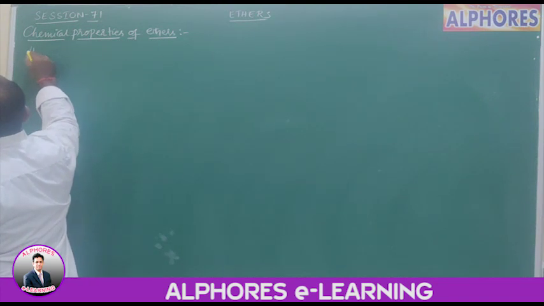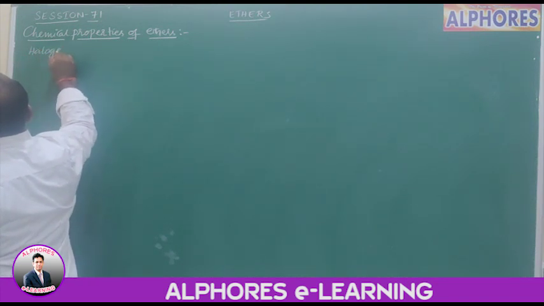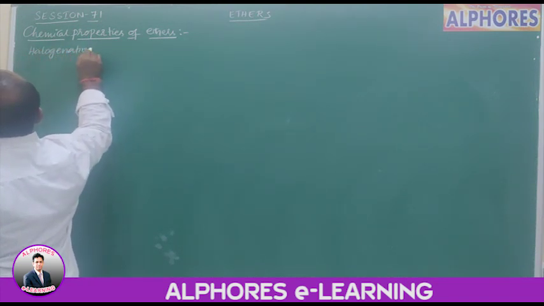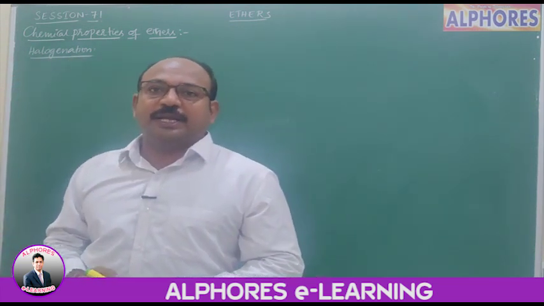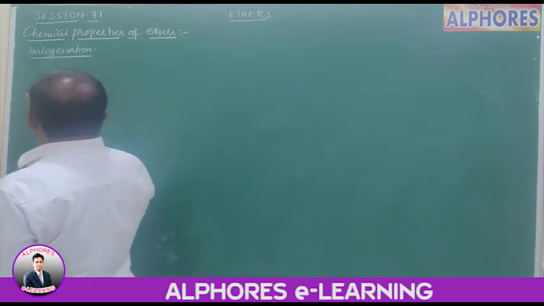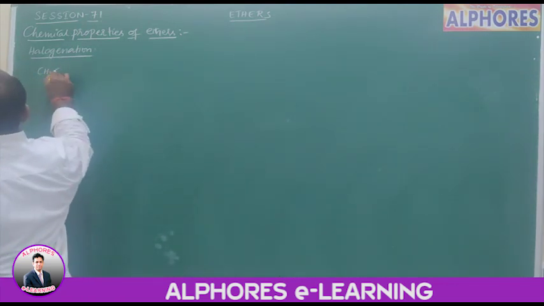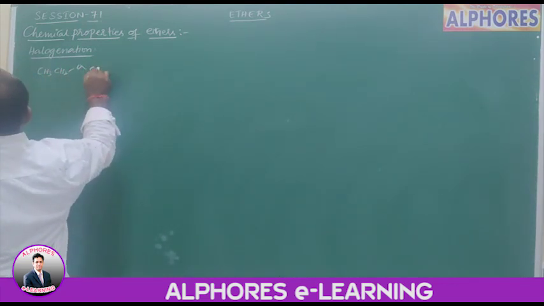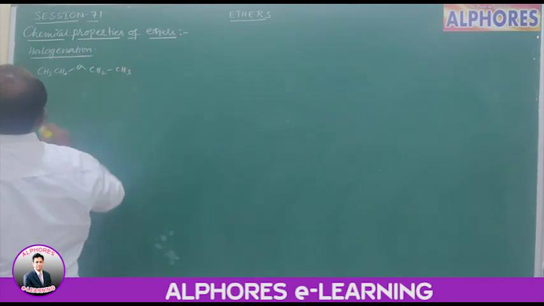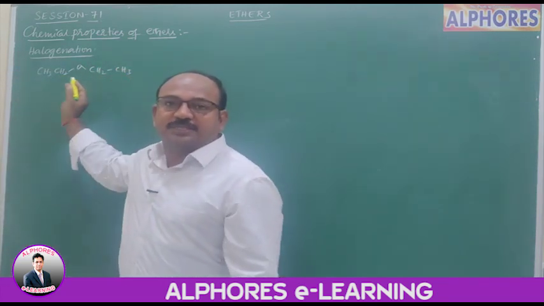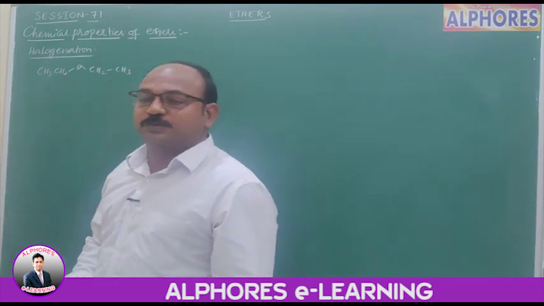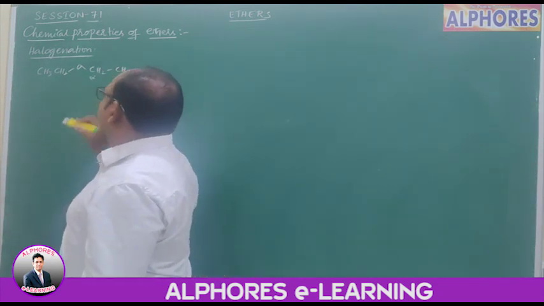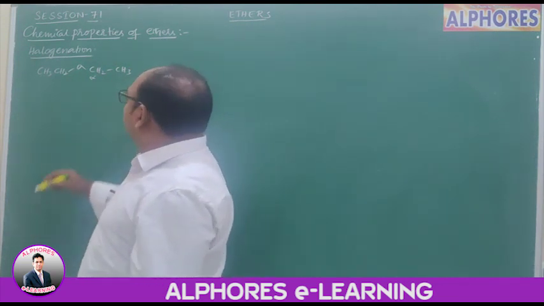In the case of alcohols, reactive sites are more, like the OH bond, by breaking of the OH bond or by breaking of the CO bond, as we learned. But in the case of ethers, breaking of the OC bond happens only under drastic conditions. Let us see in which ways ethers react. In the first one, chemical properties of ethers, the first is halogenation.